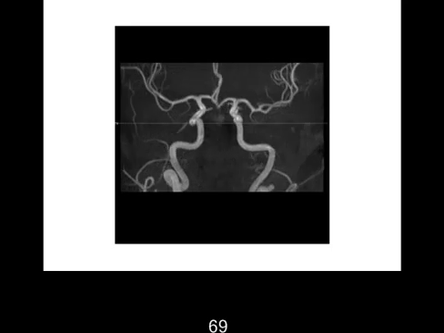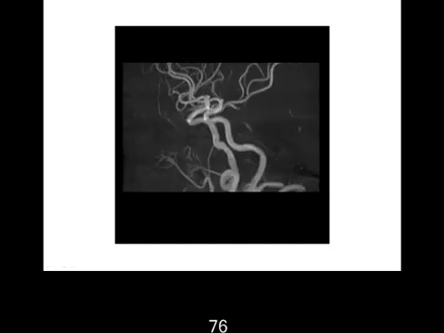So basically, we can see the internal carotid artery, the middle cerebral artery, and the anterior cerebral artery, supplying different parts of the brain, and the ophthalmic artery on each side supplying the eye.